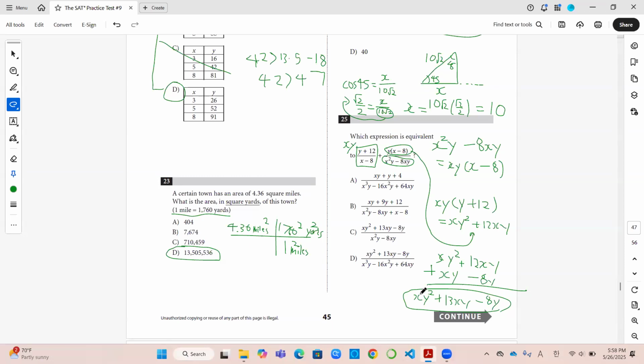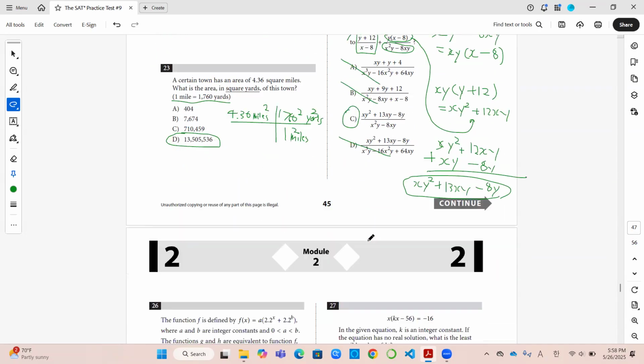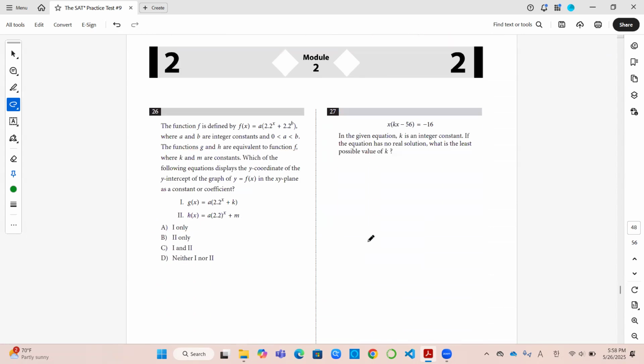And I told you earlier that the denominator is this guy, right? The x squared y minus 8xy. So A and B and D are wrong. And I can see that answer choice C has the correct numerator and correct denominator. Okay, moving on.